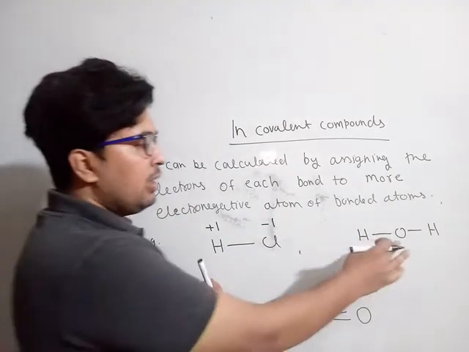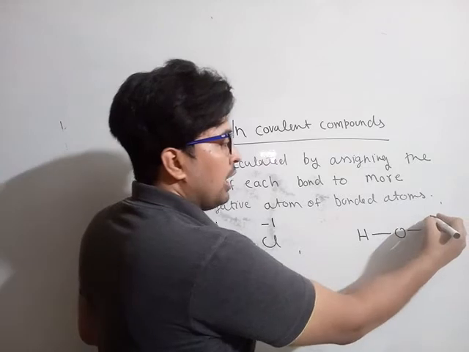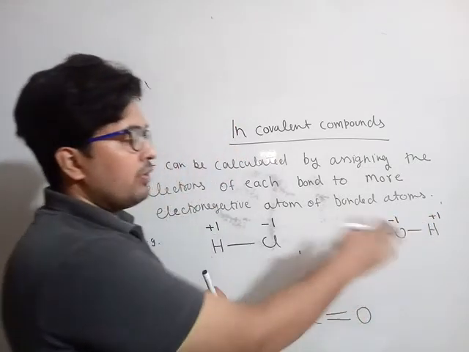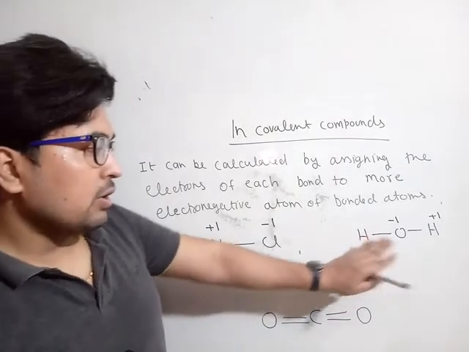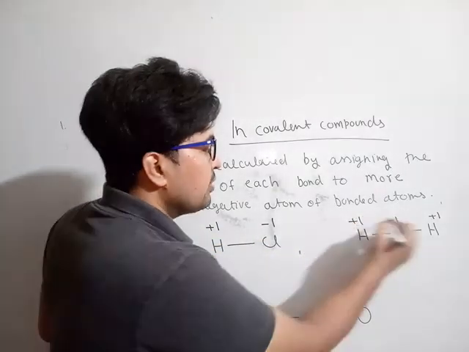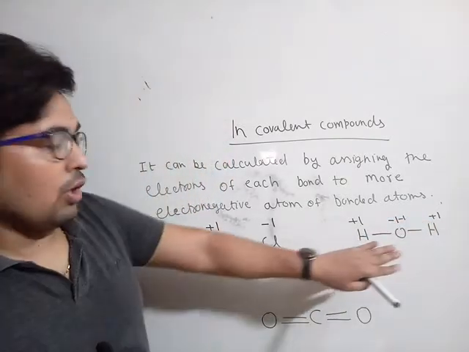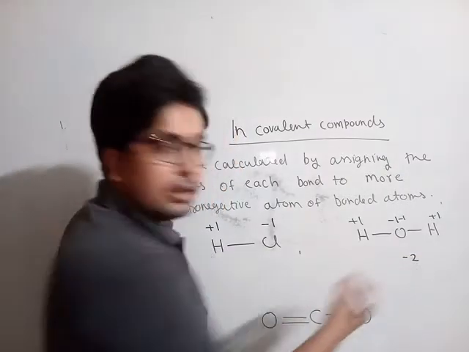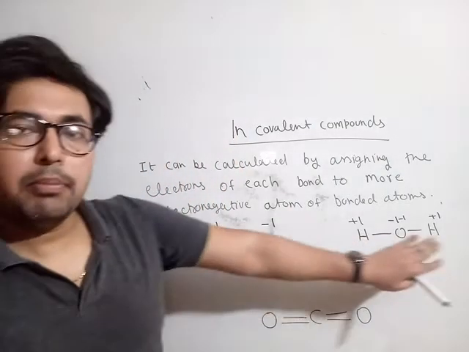So if I see here, in oxygen and hydrogen, hydrogen will lose the electron and oxygen will gain the electron, so it will have -1 there. In this case, one bond is also taking place, so it will also lose one electron and oxygen will also gain one. So here, what is the oxidation number of O? Here the oxidation number of O is -2, and of the hydrogens, +1 and +1.